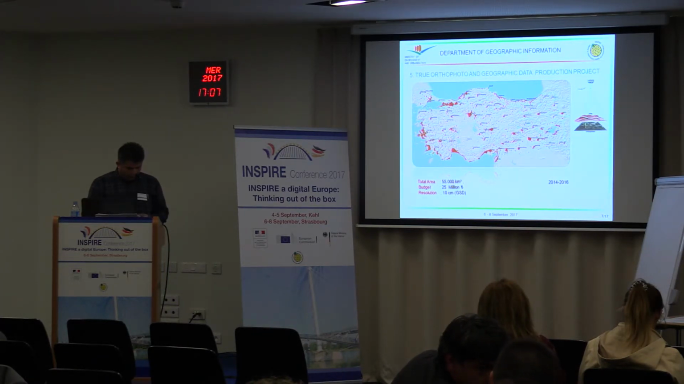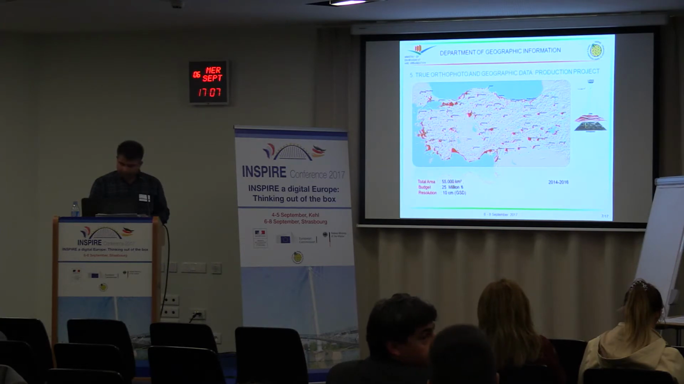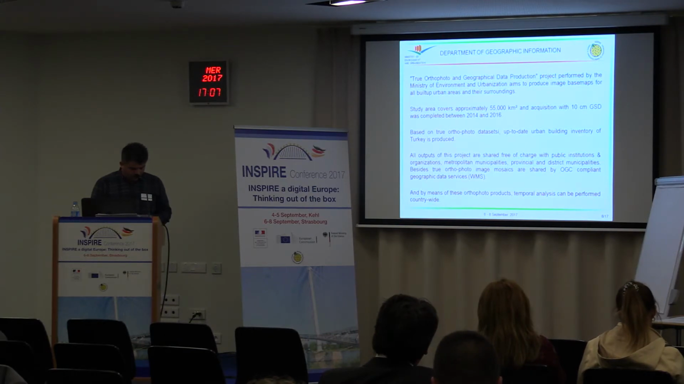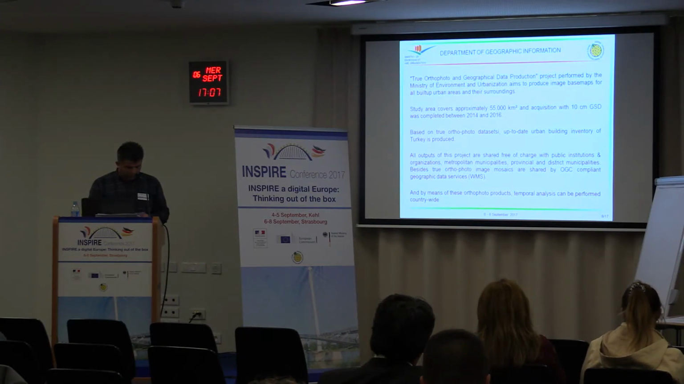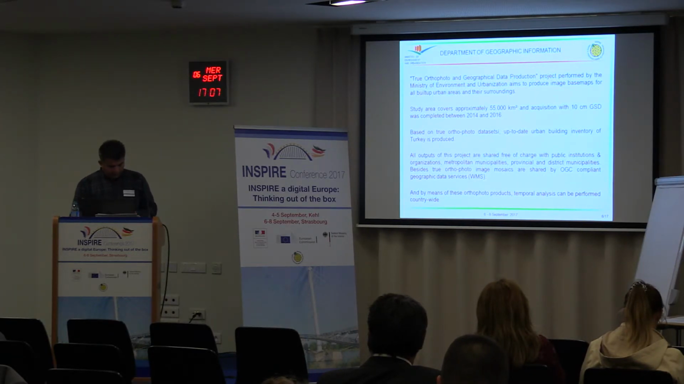You can see the true orthophoto and geographic data production sites in Turkey. The true orthophoto and geographical data production project performed by the Ministry of Environment and Urbanization aims to produce image-based maps for all built-up urban areas and their surroundings. The study area covers approximately 55,000 square kilometers, and acquisition with 10 centimeter GSD was completed between 2014 and 2016.